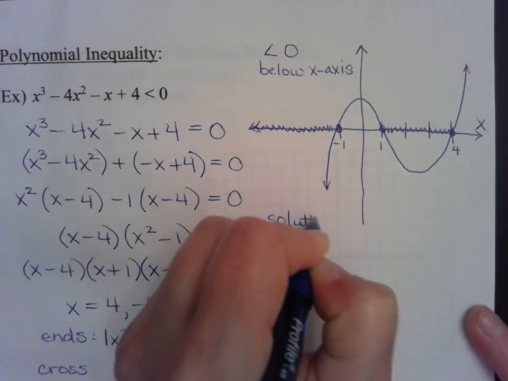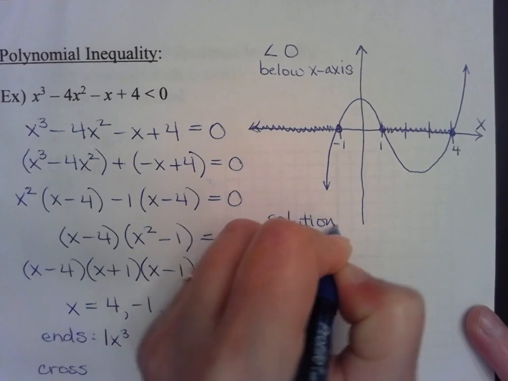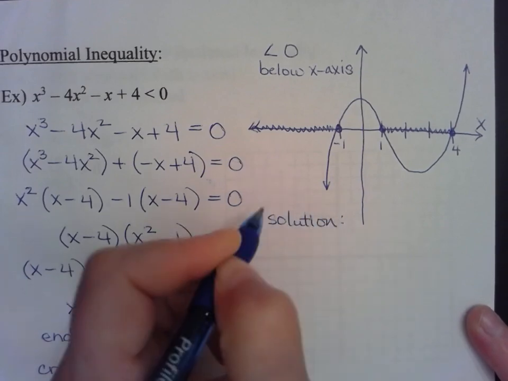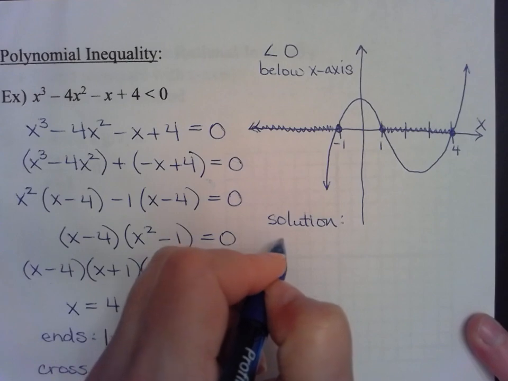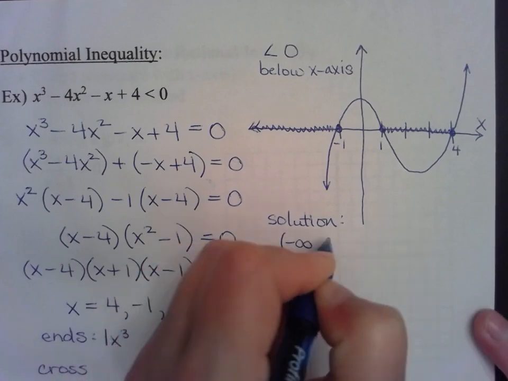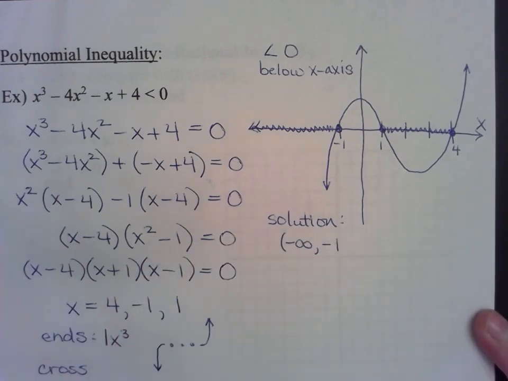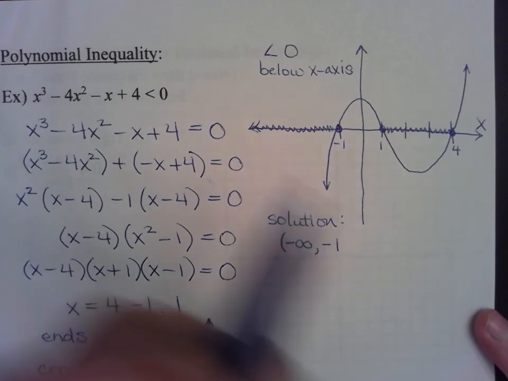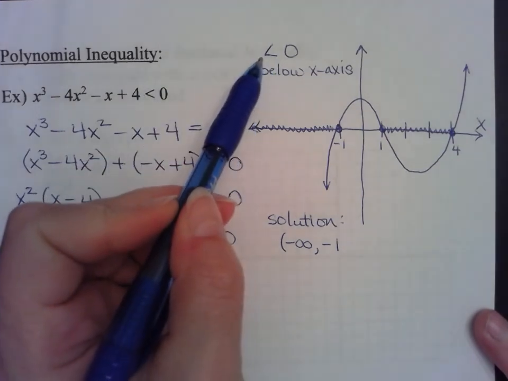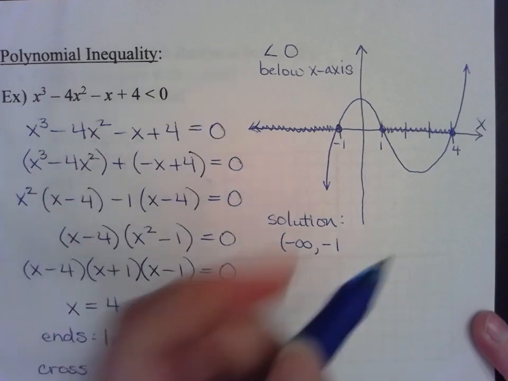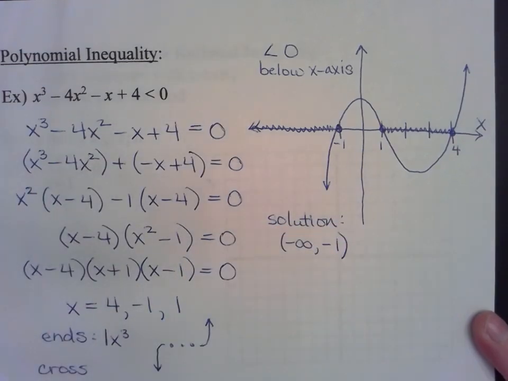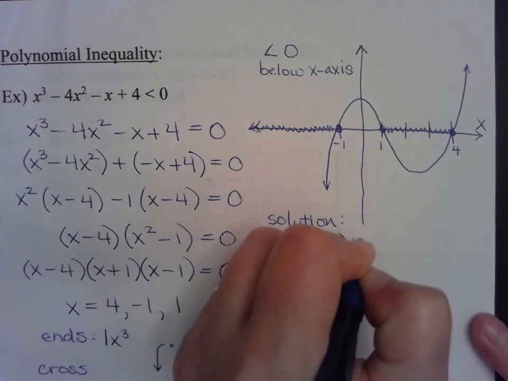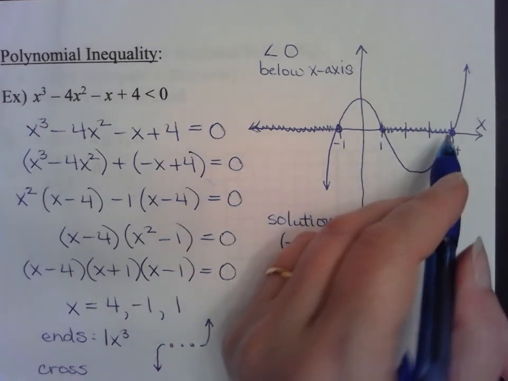Okay, so if we write this in interval notation, we're going to go from negative infinity up to -1. Oh, I forgot to ask. Okay, are we going to include the zeros? The answer is no. We don't have the equals bar under here. So round parentheses. If we had the equals bar, we'd do the square brackets, but we don't. Okay, and then from 1 up to 4.